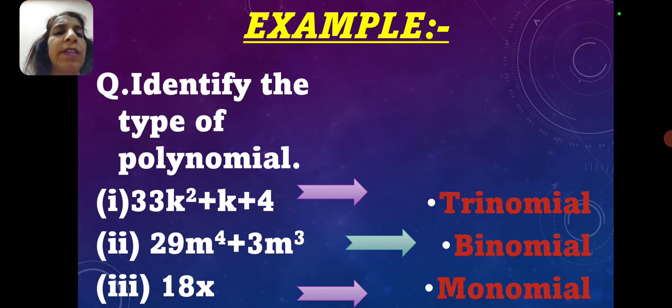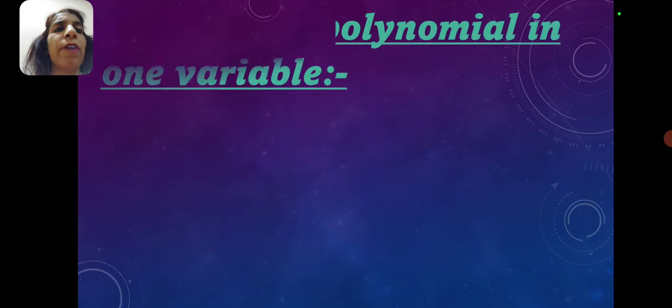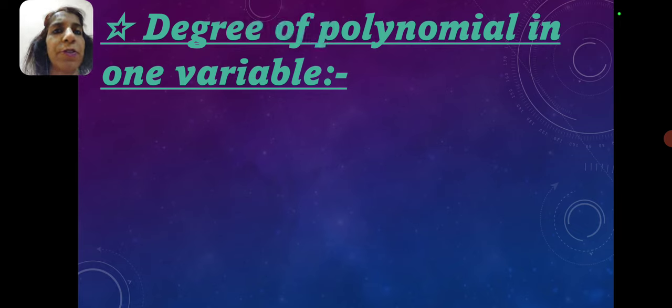So these are the examples, and we have to find the type of polynomial: monomial, binomial and trinomial. Monomial having one term, binomial having two terms, and the terms are separated by the plus or minus sign, okay. Trinomial having three terms, okay. If you have any doubt, let me know in the comment section.